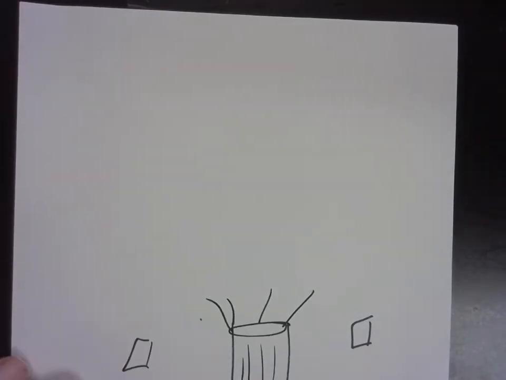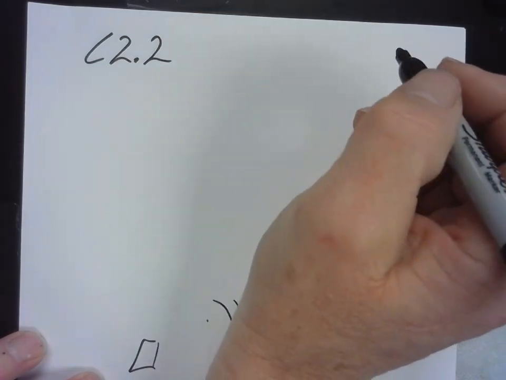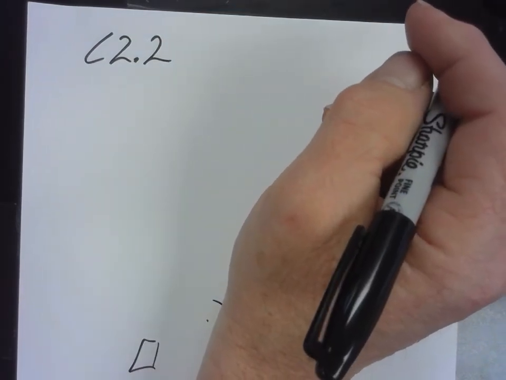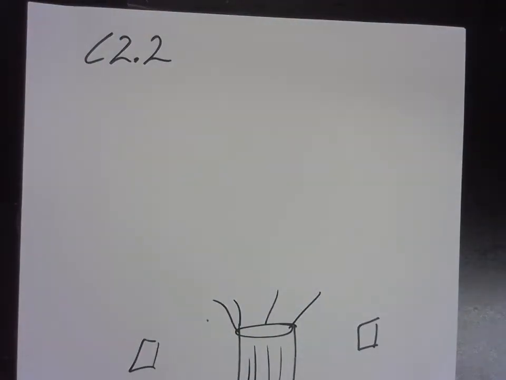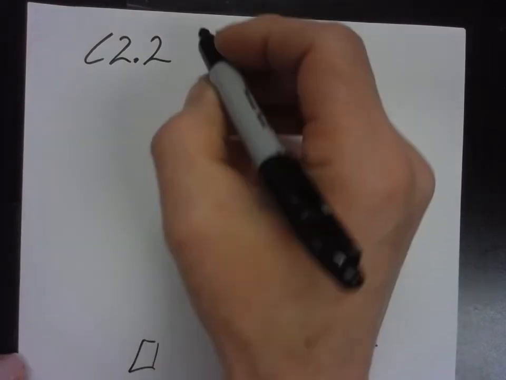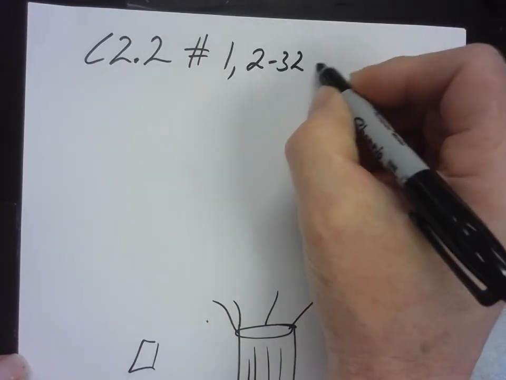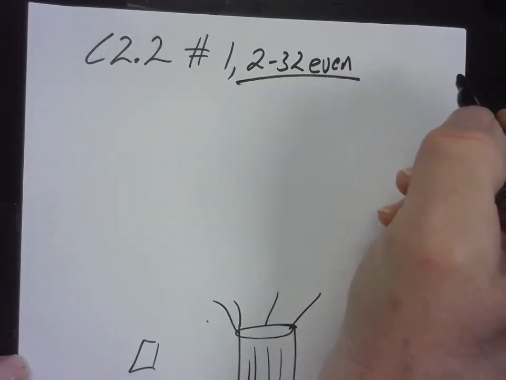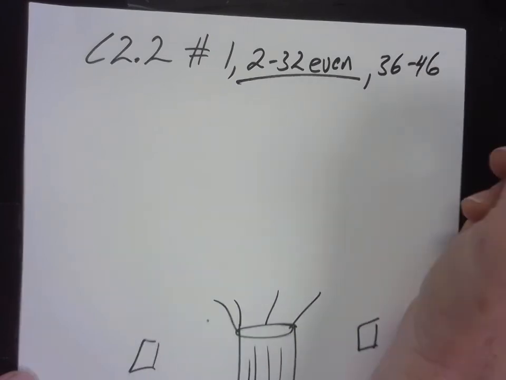So, here's the assignment for today. Now, I'm never going to tell you page numbers in this book, okay? Same as before. I'm going to say Chapter 2, Part 2. Does that make sense? That's what we're on. Turn over to page 65. See at the bottom where it says Section 2.2? So you can always see that at the bottom of the page. And you are going to do number 1, and then from 2 to 32, you only do the evens. And then you're going to do 36 through 46, all of those.